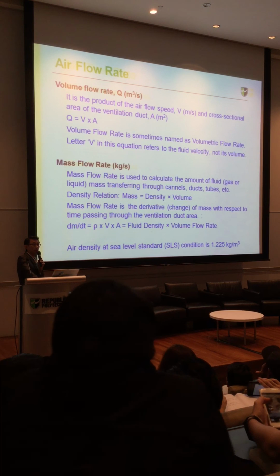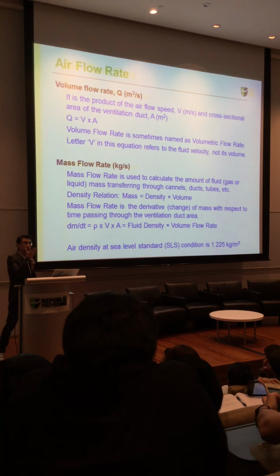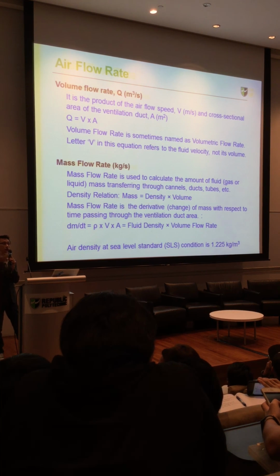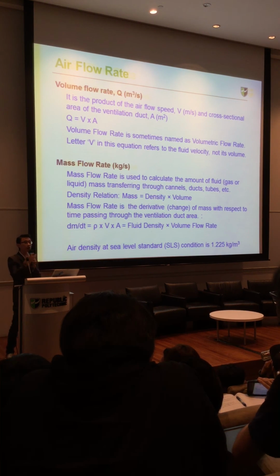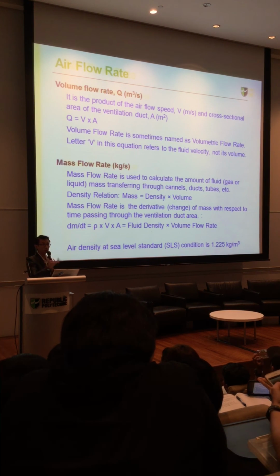Mass flow rate is basically volume flow rate times the density of what is inside. If it's nitrogen, then it's the density of nitrogen. If it's air, it's the density of air. If you are using fluids, then it's the density of the fluids.